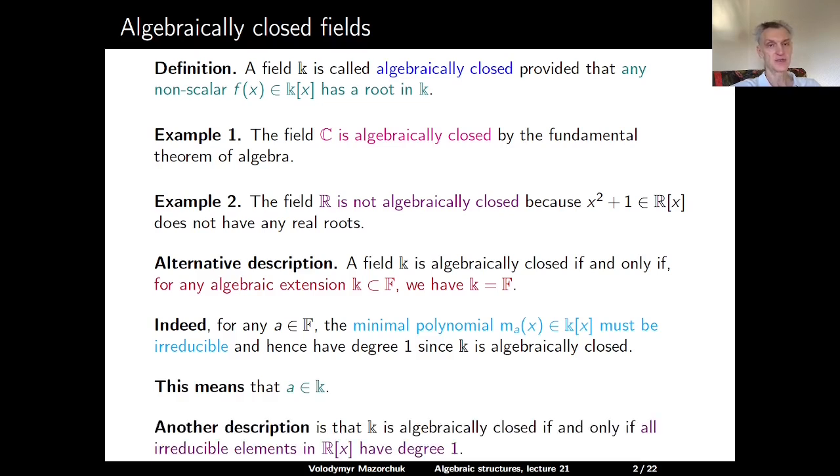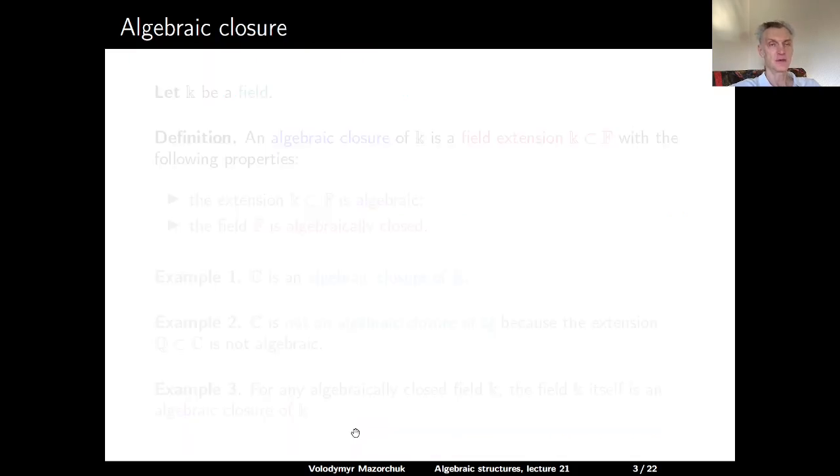Yet another description of an algebraically closed field is that a field K is algebraically closed if and only if all irreducible elements in the ring of all polynomials with coefficients in K, this should be K, not R, have degree 1. Now let us define what an algebraic closure of a field is.